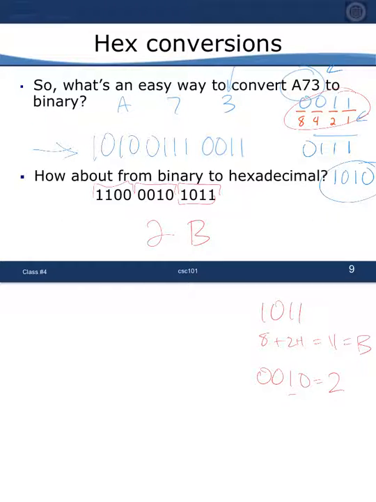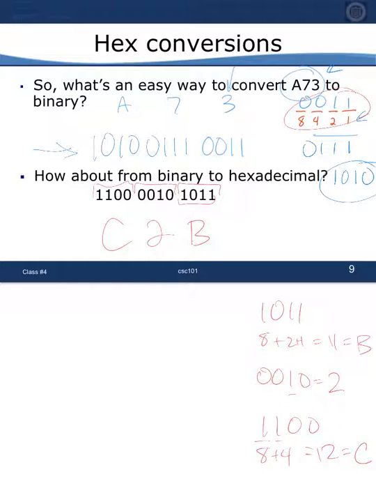And then the first group there, 1, 1, 0, 0, is what, 8 plus 4? 8, 4. So that's 12, which in hex is C. So this binary quantity, 1, 1, 0, 0, 0, 0, 1, 0, 1, 0, 1, 1, translates pretty easily just to C2B in hex.